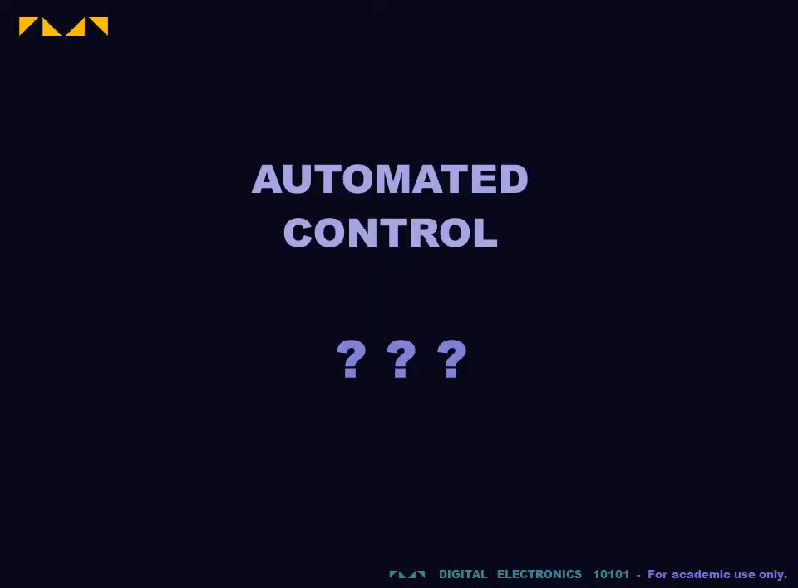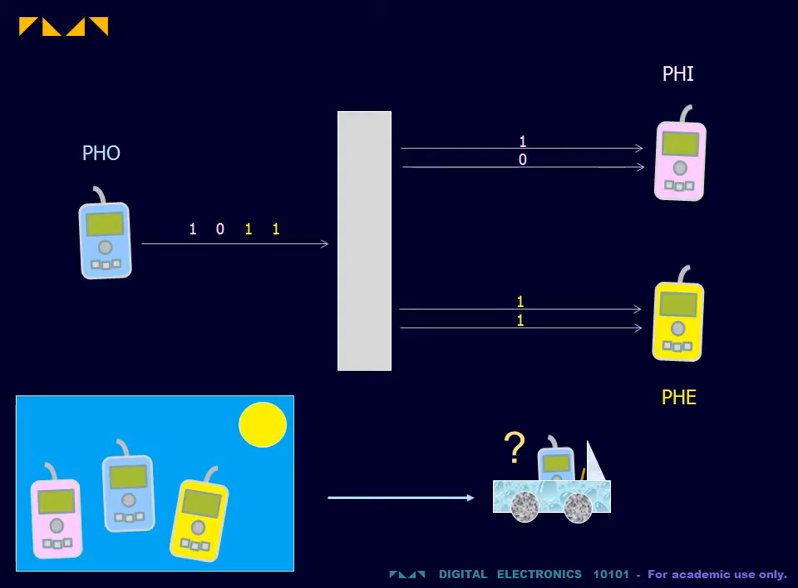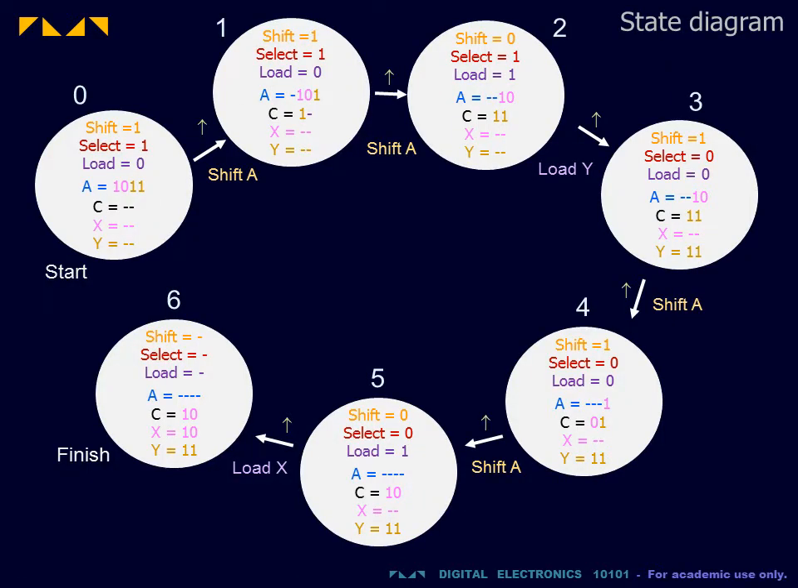We will now set up our circuit to perform automated control. We are continuing with our design of our data flow circuit. In the previous video, we used a state diagram to obtain the sequence of control inputs. We now wish to preset the sequence of control inputs.